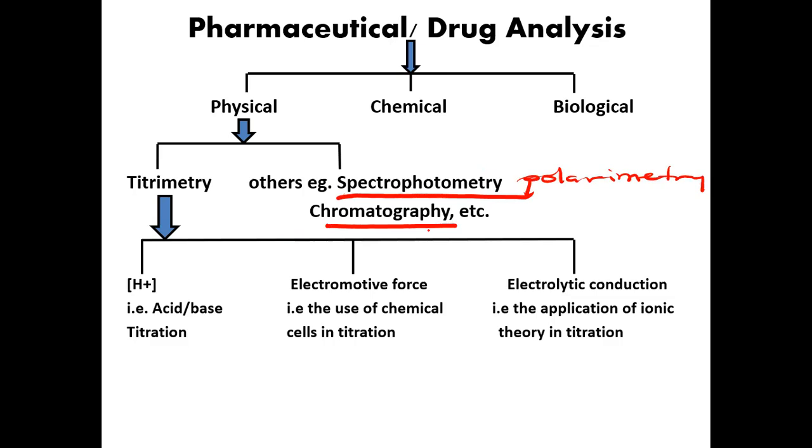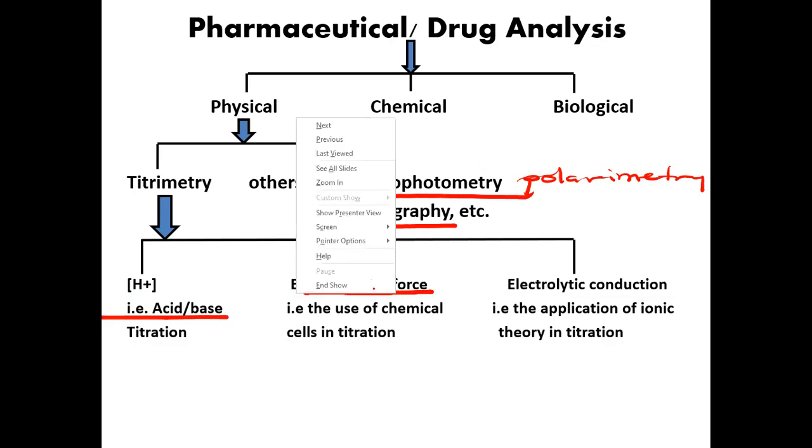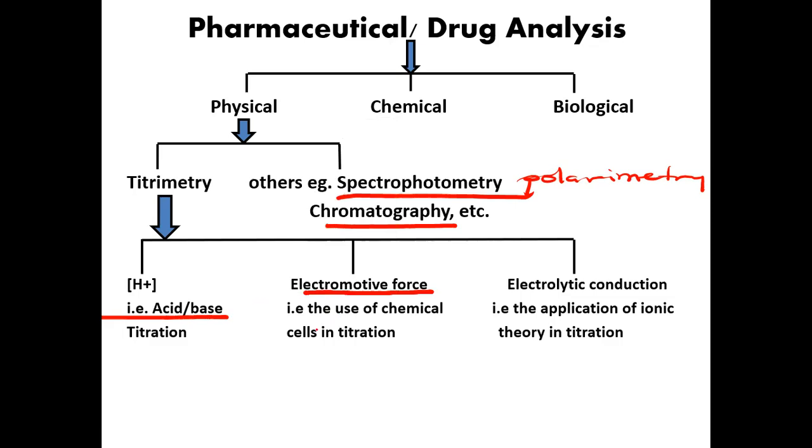Good. Now, similarly, under the titration, there are different types of titration that we can have. We can have the acid-base titration. We can have a titration that employs the idea of electromotive force. That's the movement of ions in the solution. That's simply the use of chemical cells in the titration. And we can also have a titration that employs the idea of electrolytic conduction. So simply in this type of titration, we'll be applying the ionic theory in the titration.